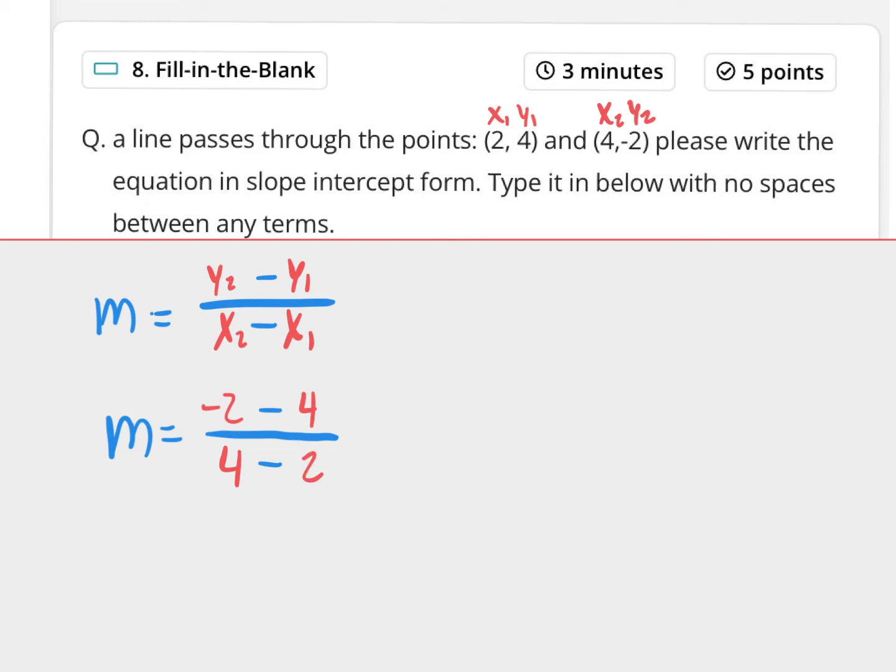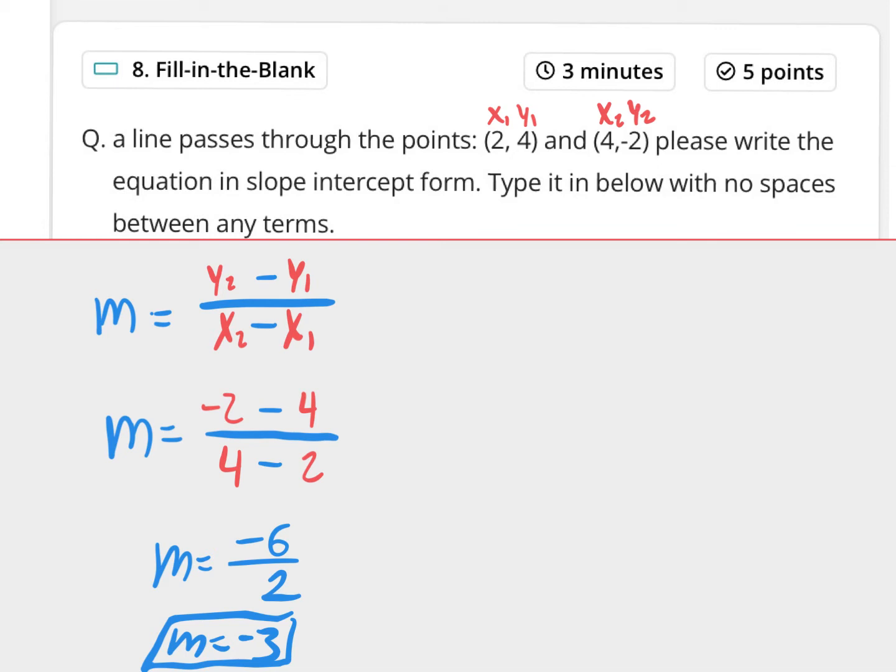So we have this problem to work out. On the top, we have -2 minus 4, that'll give us a -6. And on the bottom, we have 4 take away 2, which is 2. So our slope is really m equals -3. Now, if we were graphing, I would write it as -3 over 1, but we're not graphing it. We want to write the equation. We're using algebra, so let's keep it as simple as possible and leave it as -3.